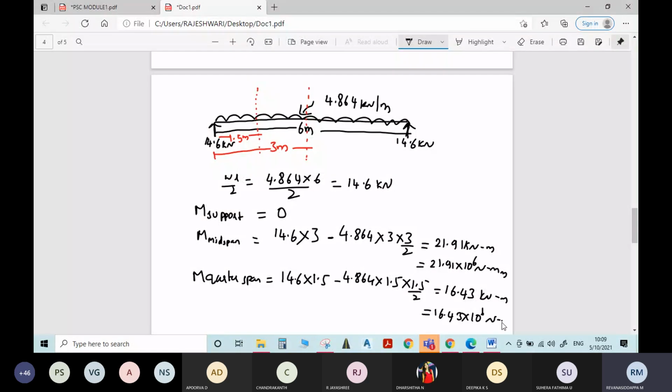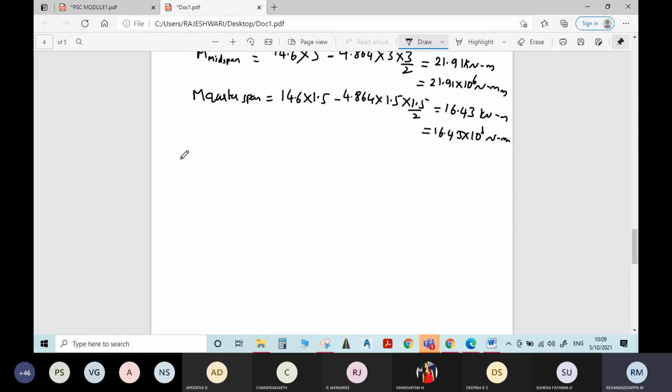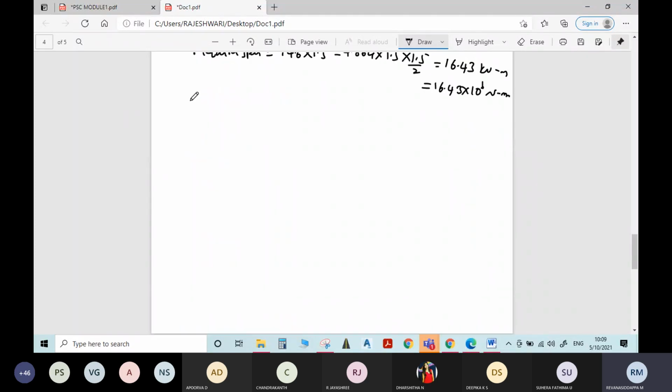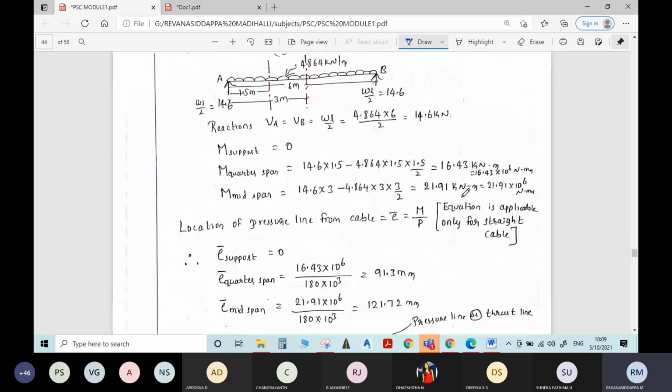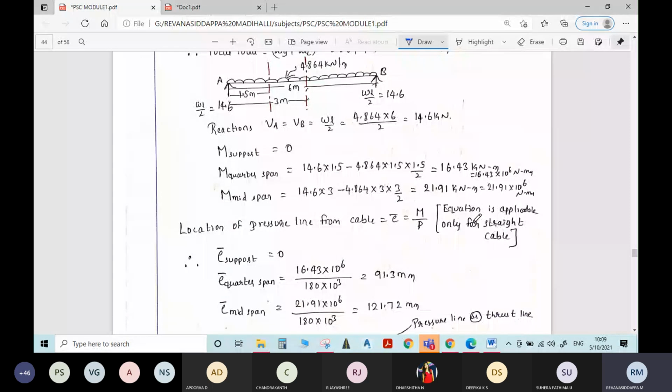Now write that formula. The formula is location of pressure line from the cable. That location is always with respect to the cable. From the cable, we will denote it as E bar is equal to M by P. E bar is equal to M by P, and this equation is applicable only for straight cable. In the bracket you write it. If it is a parabolic cable, procedure is different.